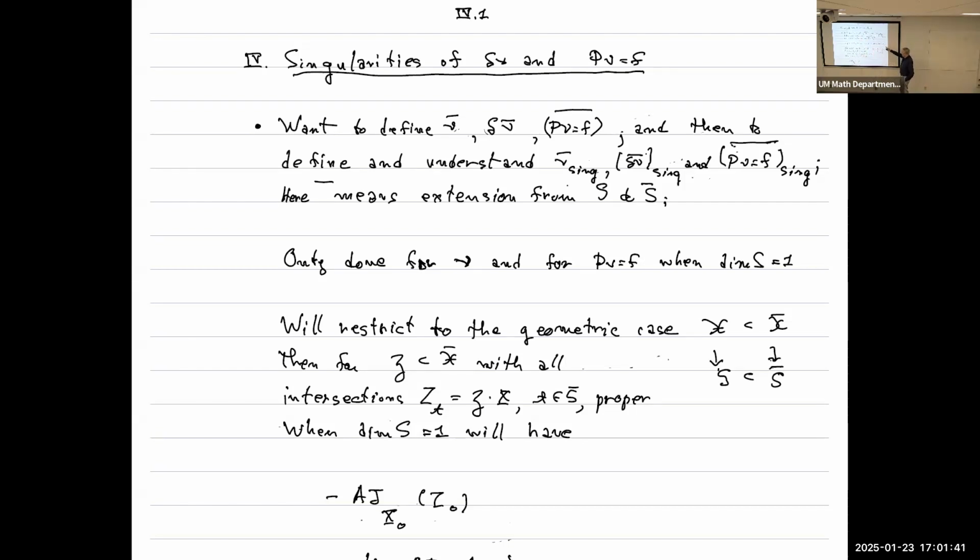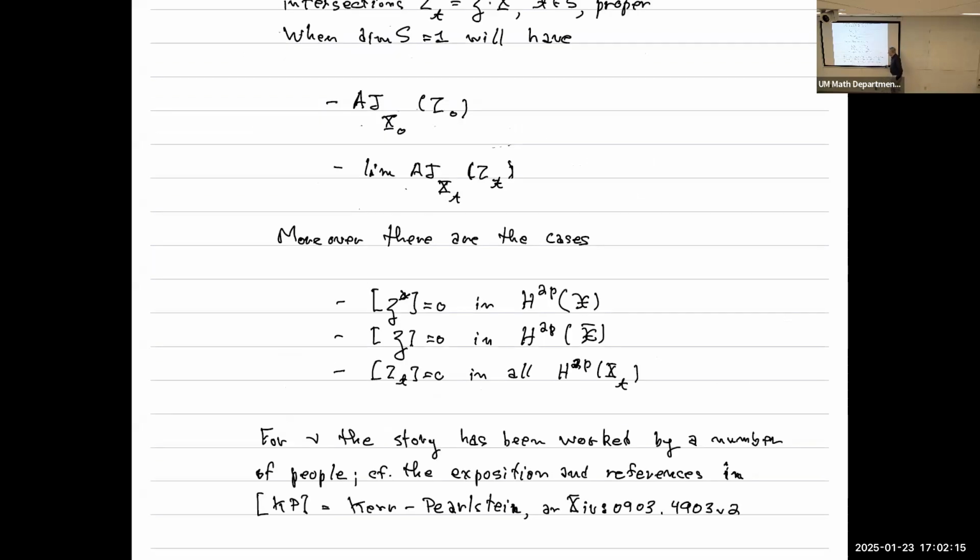What about these invariants? For the inhomogeneous Picard-Fuchs, in the one-dimensional case, the singularities are understood, and I'll explain what those are in just a minute. I'm going to restrict to the geometric case; these completions are done in general, but let's just do the geometric case. And you look at a family of cycles in a completed variety, whose intersections of the fibers are proper, and you have various things to consider.